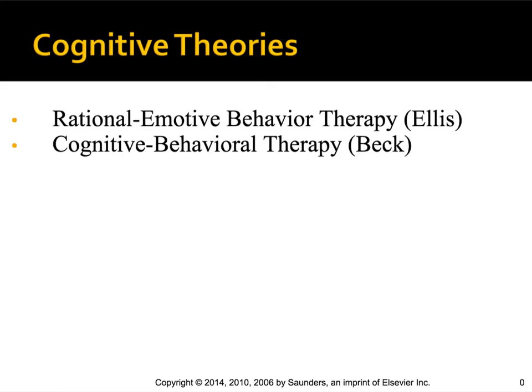With cognitive theories, there's two. There's rational emotive behavior therapy by Ellis and cognitive behavioral therapy by Beck. With rational emotive behavior therapy, this aims to eradicate any irrational beliefs and recognizes that their thoughts are not accurate. So this believes that perception influences all their thoughts, which in turn influences our behaviors.